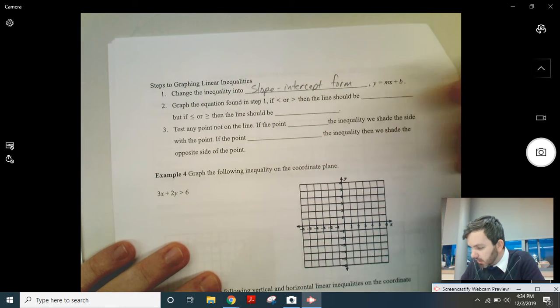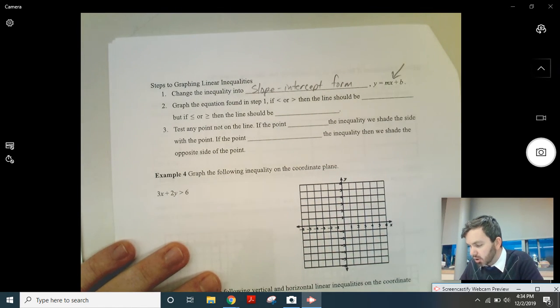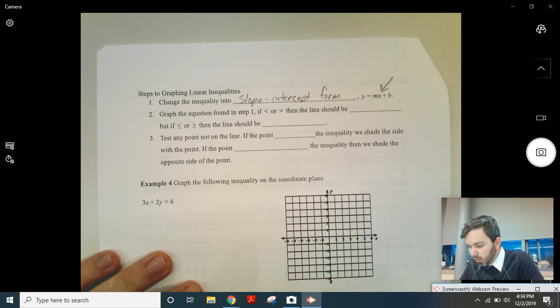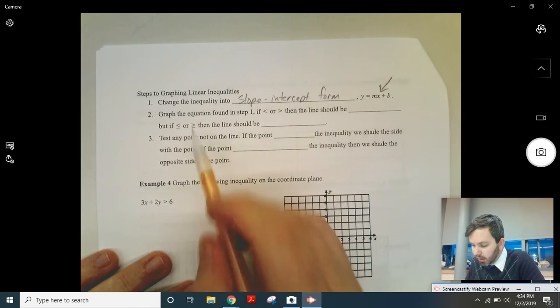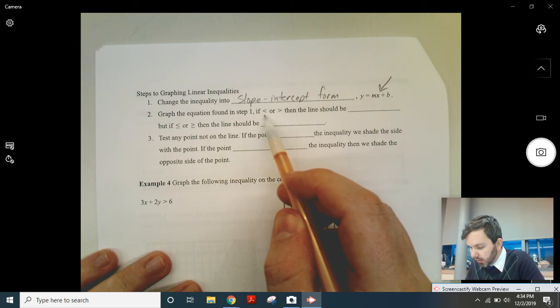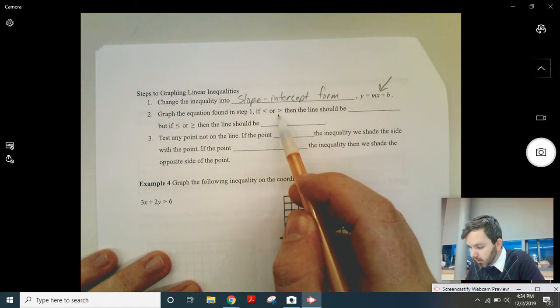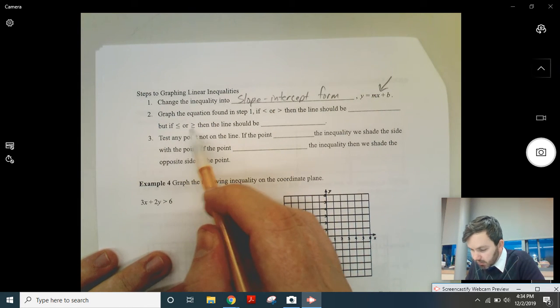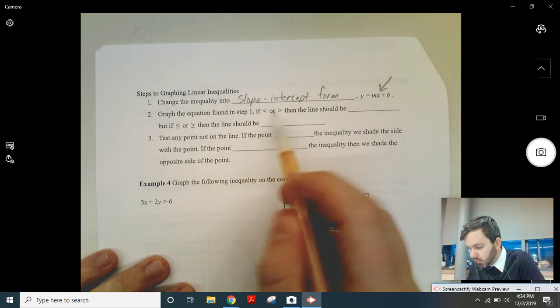which we should remember to be this guy. That is slope intercept form, y equals mx plus b. So once we get it into that format, we need to do some thinking. We're going to graph the equation we find in this form, but we have to recognize if we have a less than or greater than symbol versus a less than or equal to or a greater than or equal to. So the key here is that here we have our equal to, here we don't.